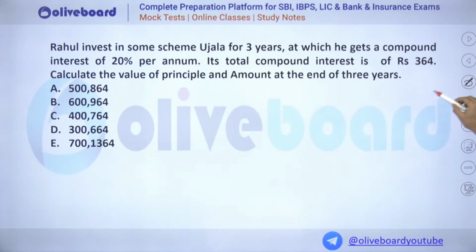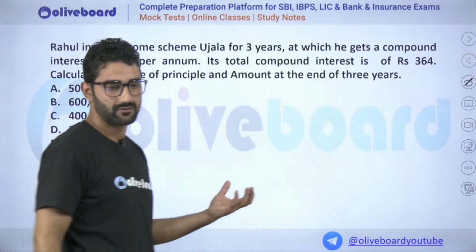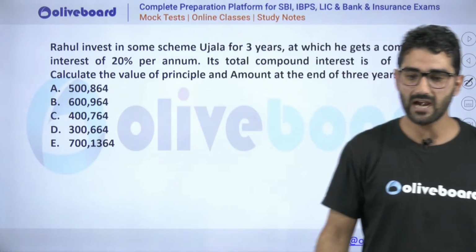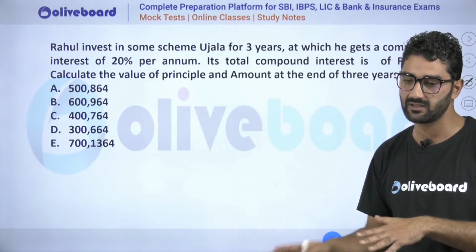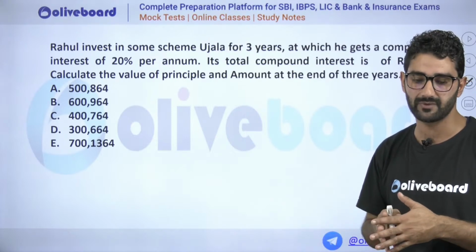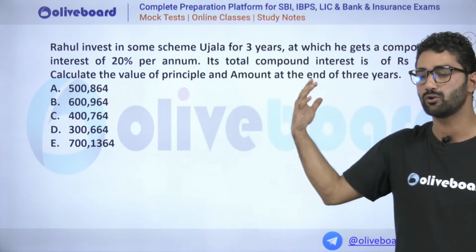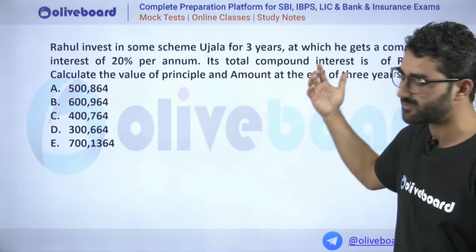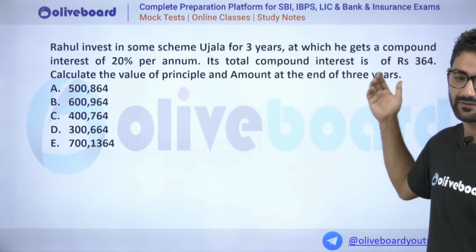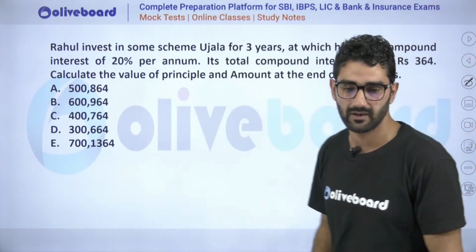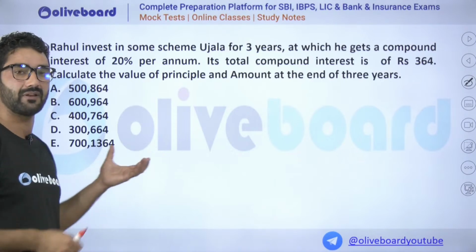Rahul invests in some scheme like Ujala for 3 years, at which he got compound interest per annum of 20%. He is investing something now, and the return he got is 20% interest. The total compound interest is 364. Calculate the value of principal and amount at the end of 3 years. So we have to calculate principal as well as amount.